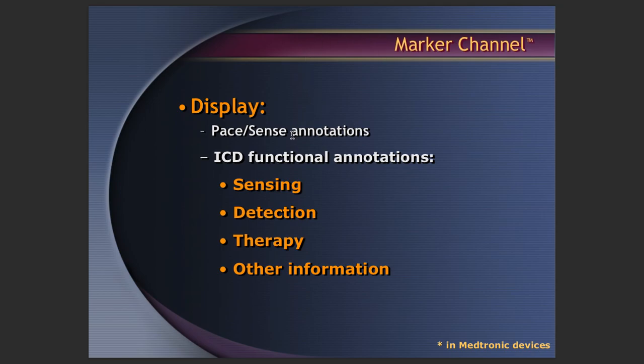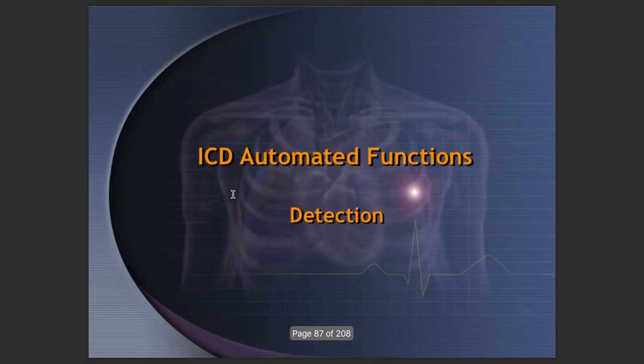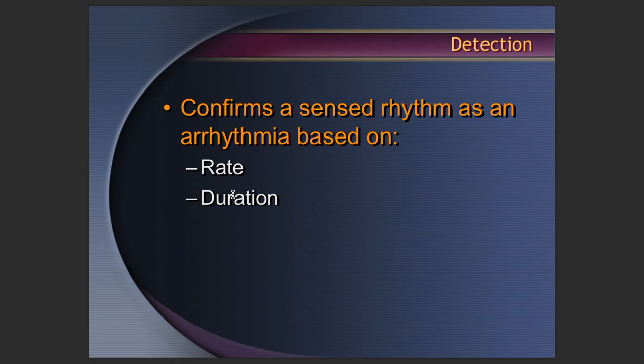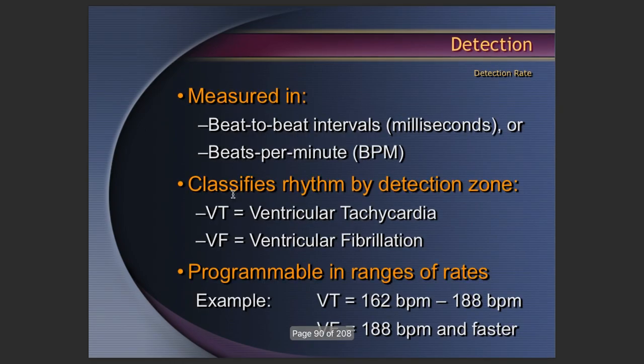About the display, it has different annotations in terms of sensing, detection, therapy, and other information as well. Coming to the detection, what does detection typically mean? It means whether a device-defined arrhythmia is present and being sensed. It senses on the basis of two parameters, the rate and the duration, measured in beat to beat intervals in milliseconds, otherwise beats per minute.